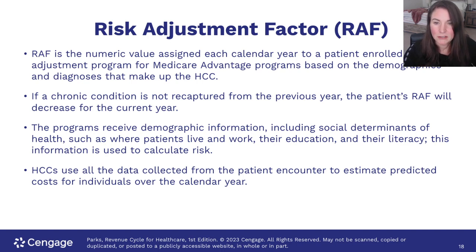The program does collect demographic information about the patient, so social determinants of health, where the patient lives and works, and their education and literacy level. All of this is taken into account when they're calculating risk. So why are they collecting all this data, and why are they calculating this RAF? They're using it to try to estimate what the patient's cost will be over the calendar year. How much are they going to have to likely spend to treat this patient?